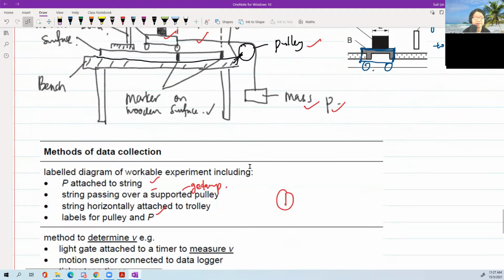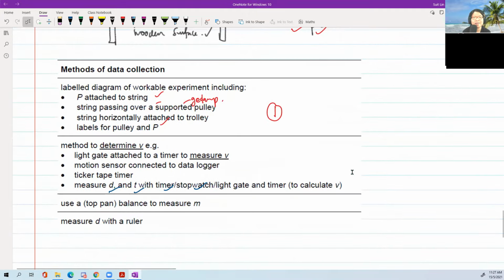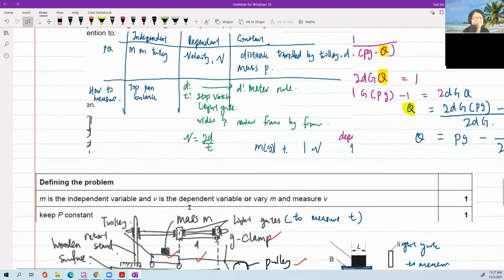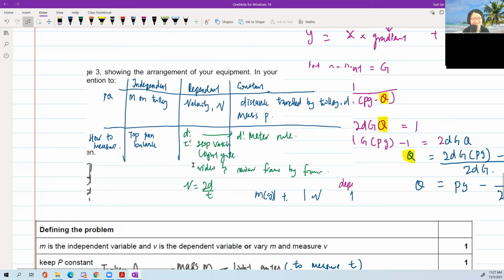Okay. All right, let's carry on. Either way, all okay. Use a top-pan balance to measure M. Measure M, measure DT. All these also get marks, okay.